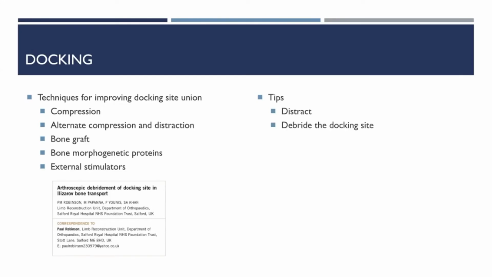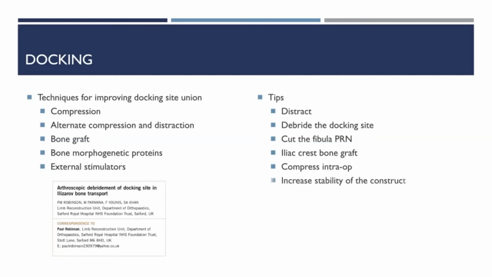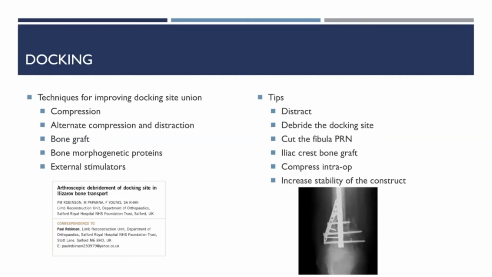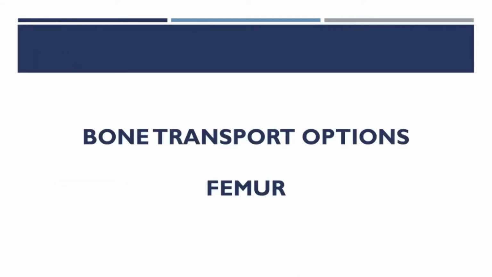Debride the docking site, get any fibrous tissue, get the bone edges bleeding, cut the fibula if you need to, and then pack in iliac crest bone graft, and then compress the docking site, and then increase the stability of the construct at the docking site. Here at this docking site, we put a supplementary plate, make sure that everything is as stable as it can be. Let's go through some options for the femur.